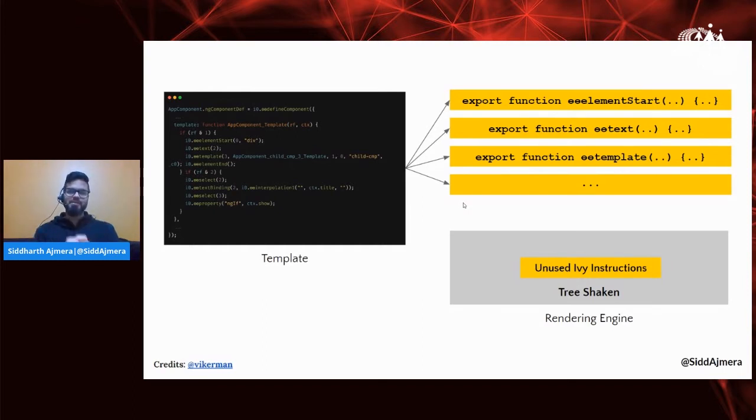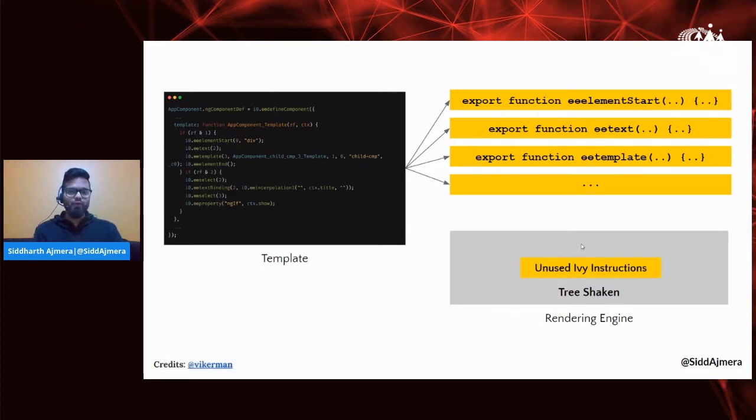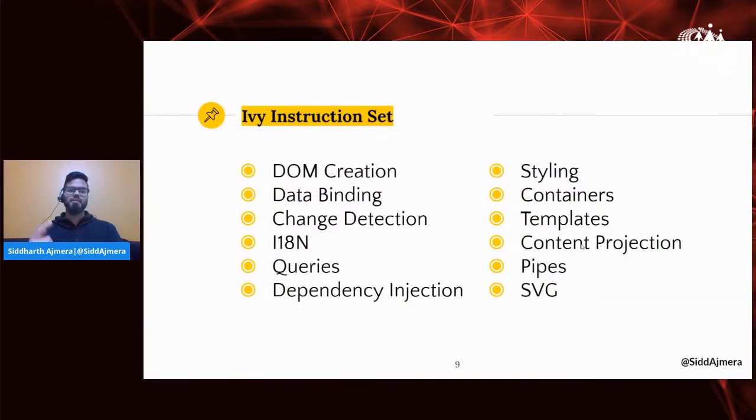And then whatever functions the compiled code is calling from the framework are only retained as a part of the final production bundle that gets generated, while the rest of the framework code gets easily tree shaken away. This is like a major breakthrough, because now the framework code itself can be tree shaken away, and this is one of the factors which eventually results in smaller bundle sizes.